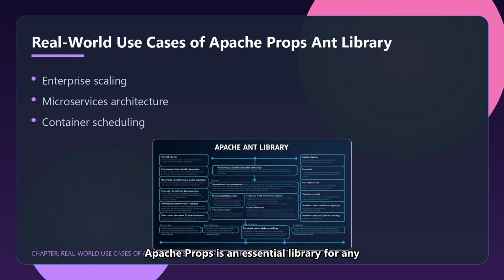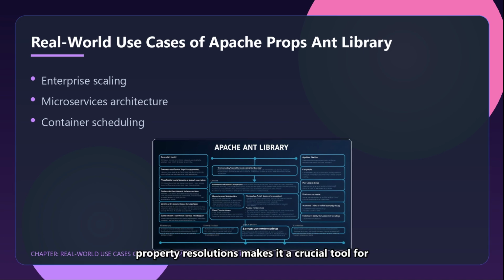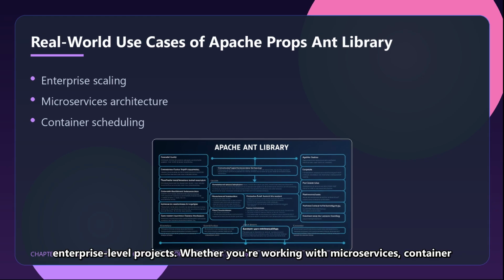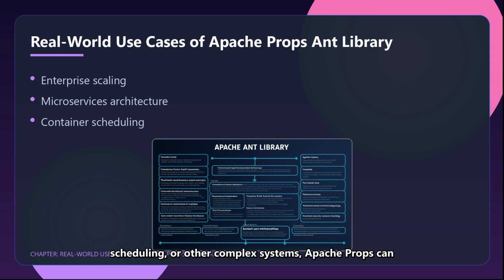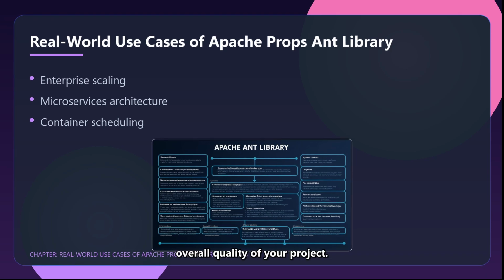Apache Props is an essential library for any serious Ant developer. Its ability to manage complex property resolutions makes it a crucial tool for enterprise-level projects. Whether you're working with microservices, container scheduling, or other complex systems, Apache Props can help you streamline your workflow and improve the overall quality of your project.